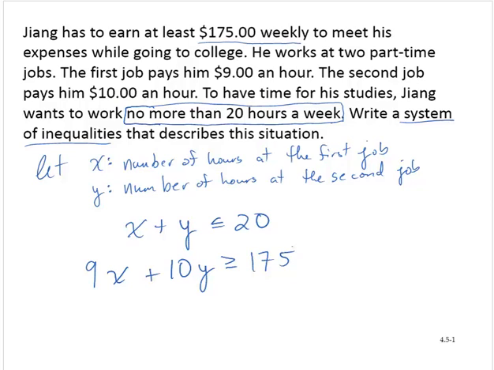Now, I would add on one more thing. I would also note that x must be greater than or equal to 0, and y must be greater than or equal to 0. The number of hours worked at the first job must be 0 or positive, and similarly for the second job.